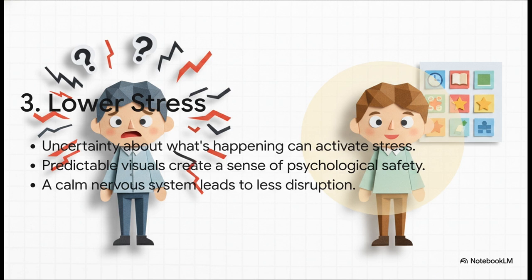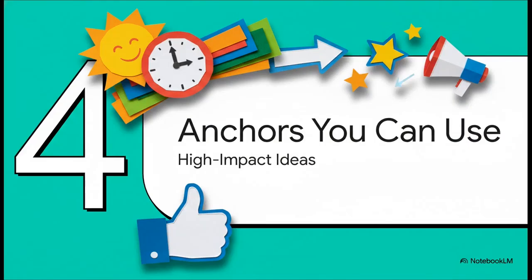Predictable visuals create a sense of psychological safety. They tell the brain, "Hey, you know what's going on here, you're safe." And a calm brain is a learning brain. It's really that simple. All right, enough with the theory. We know the why. Now for the really fun part, the how.